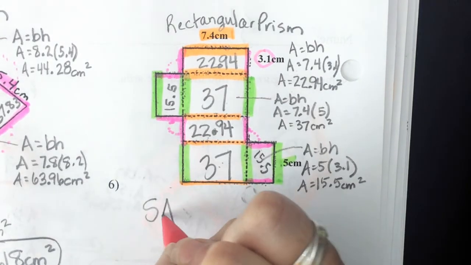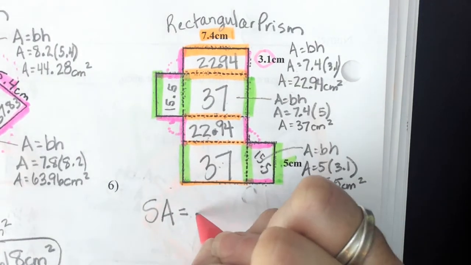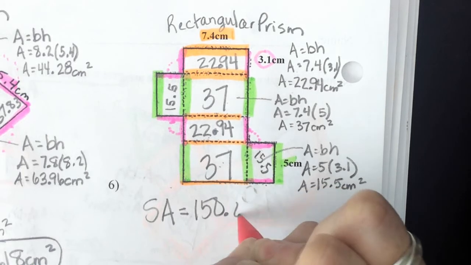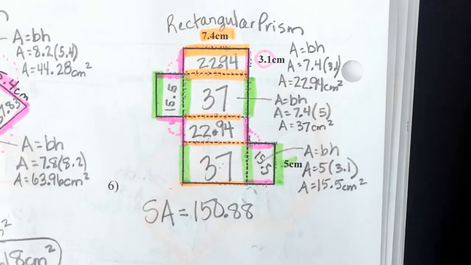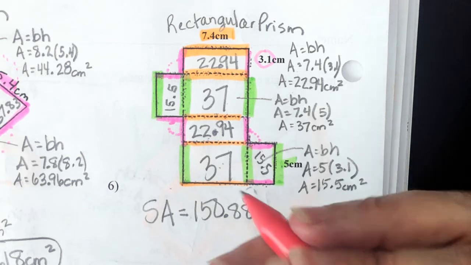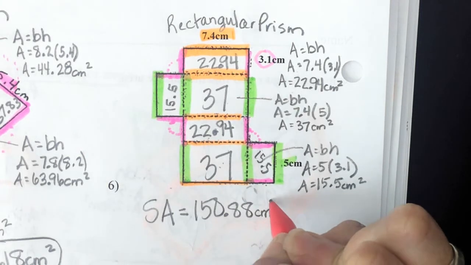My surface area, SA, is 150.88 centimeters squared.